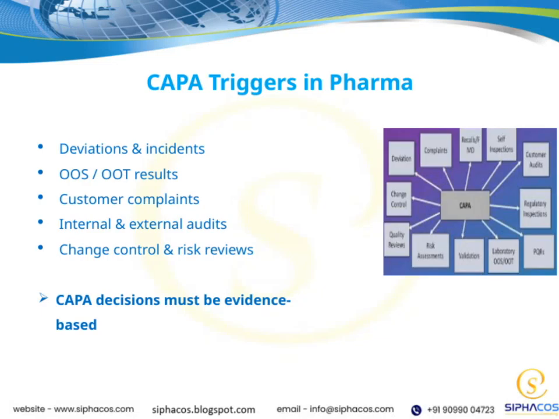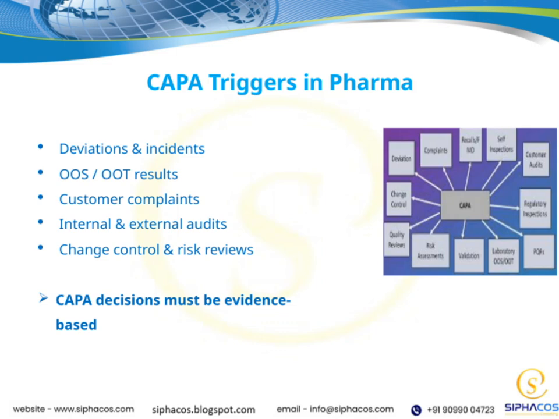Now, let's turn our attention to deviations and incidents. These are essentially any unexpected events or anomalies that occur during manufacturing or quality processes. It's critical to document and analyze these properly because they can be early indicators of potential issues. Next, we have OOS and OOT results, out of specification and out of trend results. These are laboratory or process results that fall outside the predefined acceptance criteria, signaling that something might be amiss in the product or process.